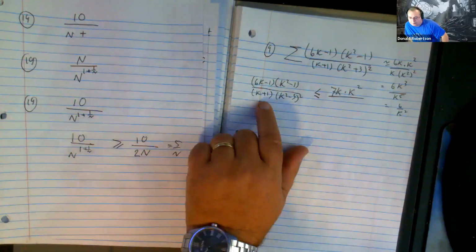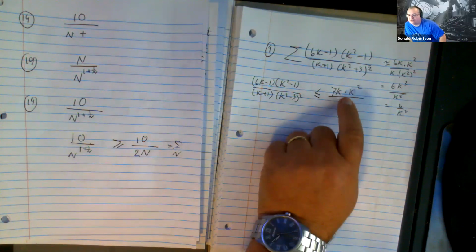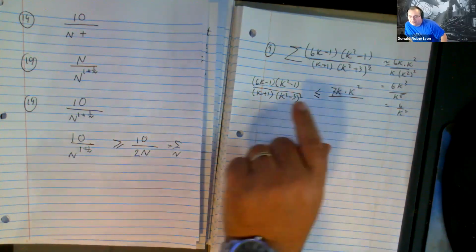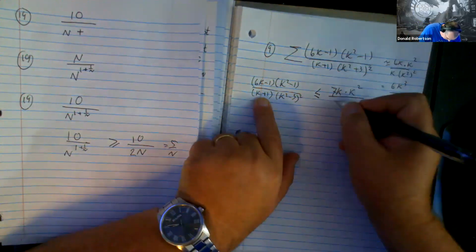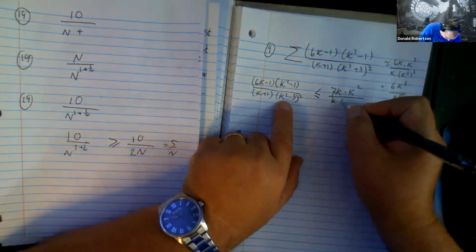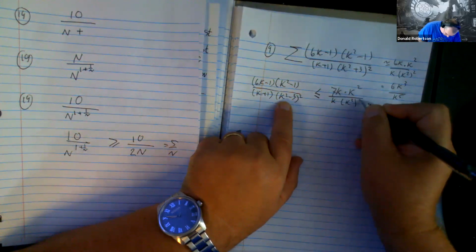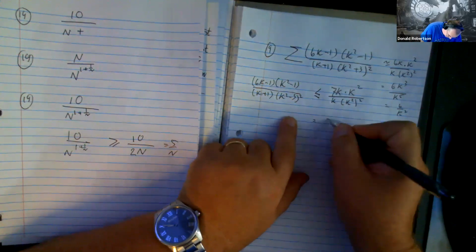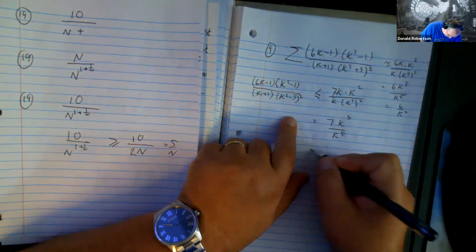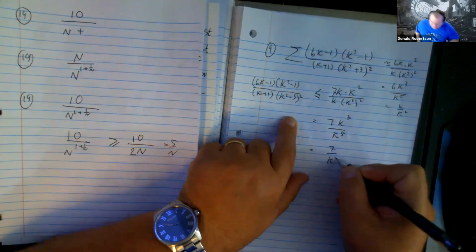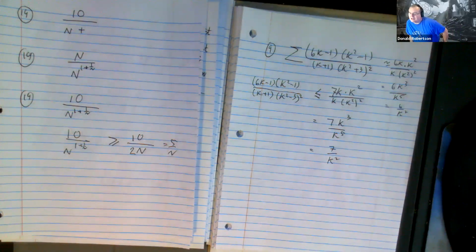Now on the bottom, because I want this fraction to be bigger, don't I want these guys to be a little bit smaller? Because smaller on the bottom makes the fraction bigger. So smaller than this guy gets me k, smaller than this guy gets me k squared squared. So I now have 7k cubed over k to the 5. I now have 7 over k squared. Guess what? p series, p equals 2, it converges.